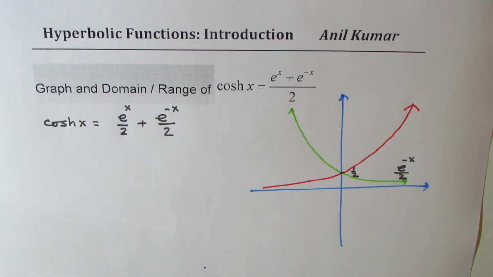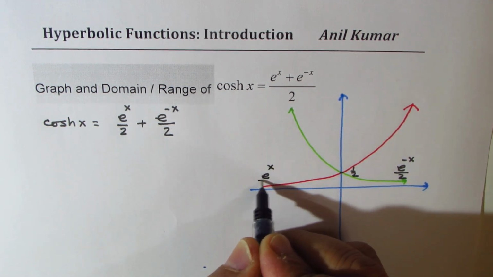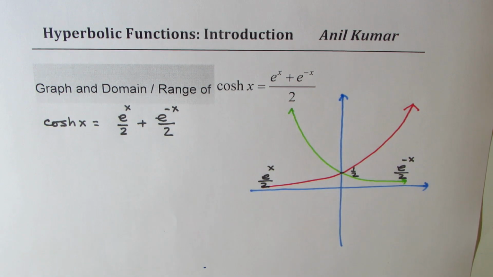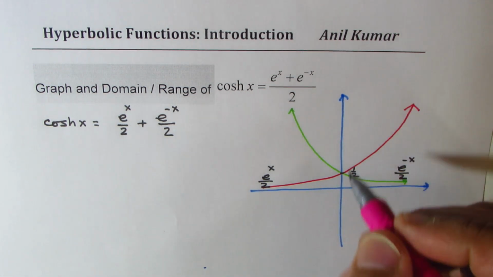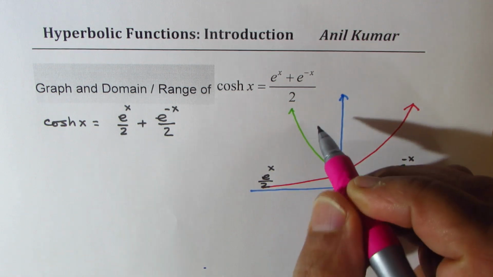Now clearly, this is the growing function e to the power of x over 2, right? So these are the two parts. And when you add them up, what do you get? You get cos hyperbolic x. Perfect. So these values combine, half plus half, you get 1, and you'll see.